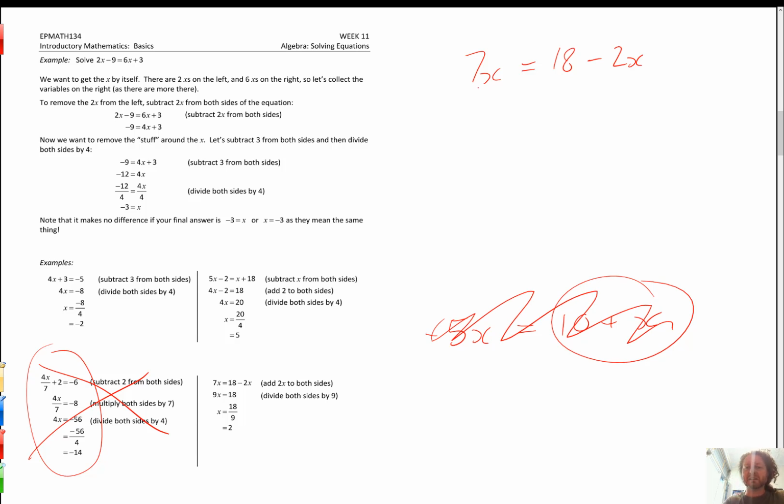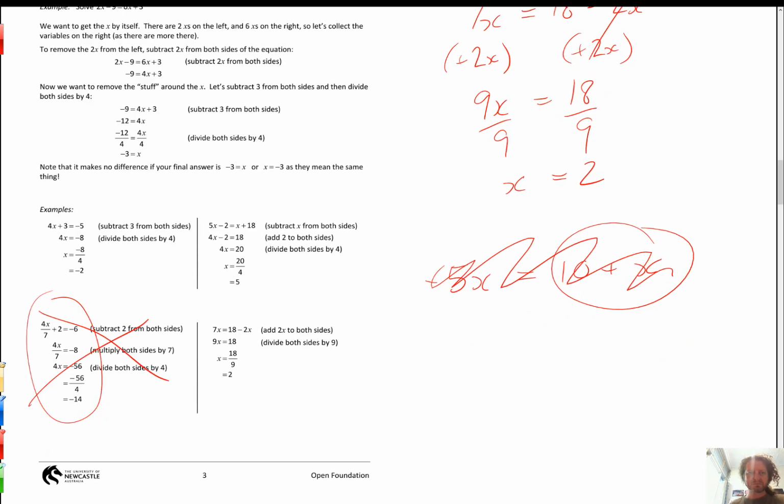With this one, I said I'm leaving the 7x here. How do I get rid of minus 2x? Well, I'll plus 2x to both sides. 7x plus 2x is 9x, and that leaves the 18 by itself. And then to get the x by itself here, it's got to times 9, so I'll divide by 9, and that'll give me x equals 2. So hopefully these are really nice, and we'll move forward.